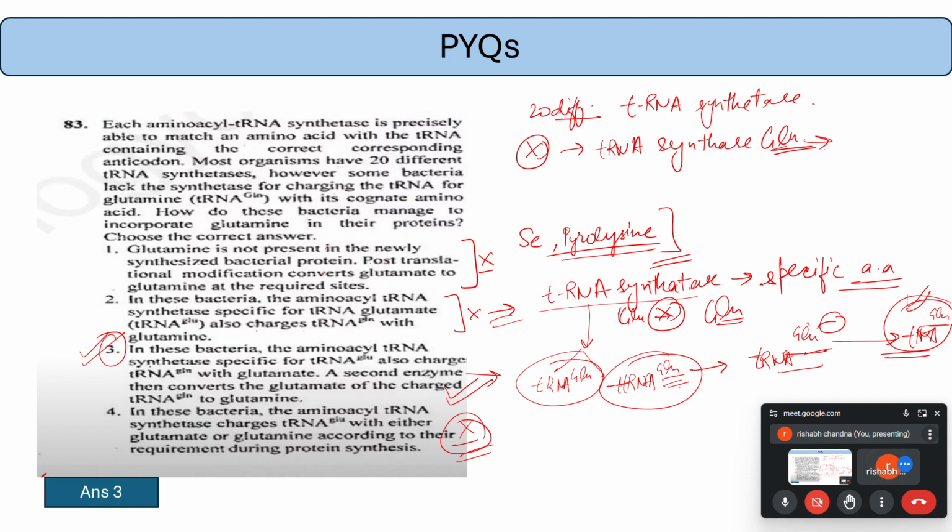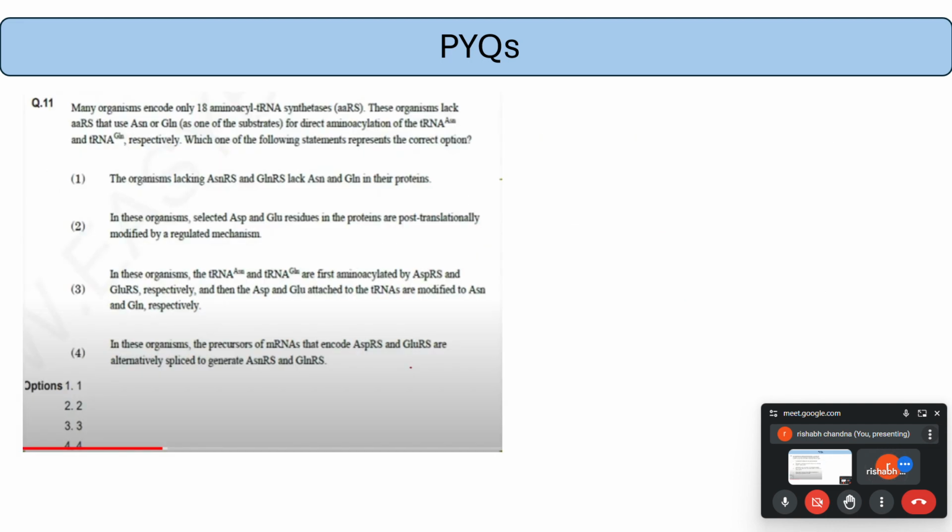Okay, now moving on to the next question. Many organisms, so it's a similar kind of question as the previous one. Many organisms encode only 18 amino acid tRNA synthetases, abbreviated as AARS. These organisms lack AARS that use asparagine or glutamine as one of the substrates for direct aminoacylation of the tRNA asparagine and tRNA glutamine respectively. Which one of the following statements represents the correct option?